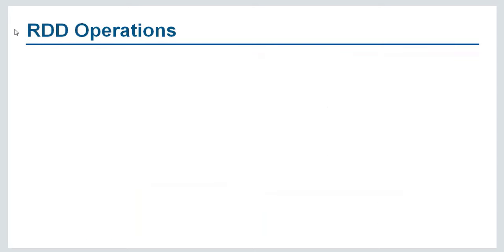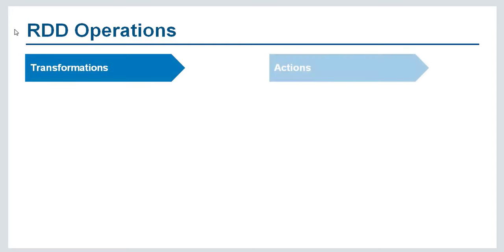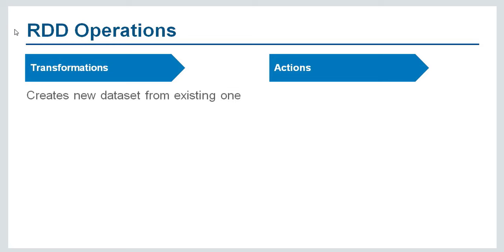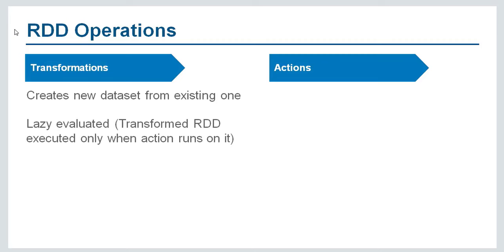Let's talk about RDD operations. RDD supports two types of operations, transformations and actions. Now, what is the difference between them? Transformations create a new dataset from the existing one. So when we call a transformation on top of an existing RDD, a new RDD is returned. They are lazily evaluated. That means transformed RDDs are only executed when an action runs on them. Examples of transformations are map, flatMap, filter, and many more.